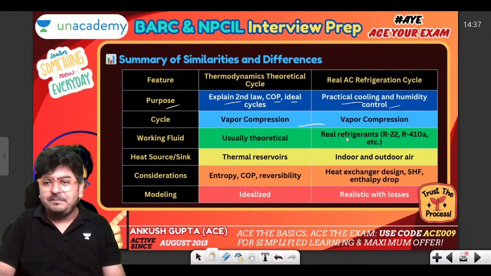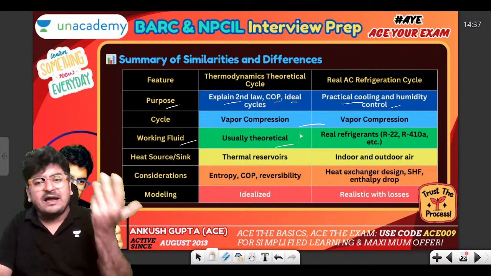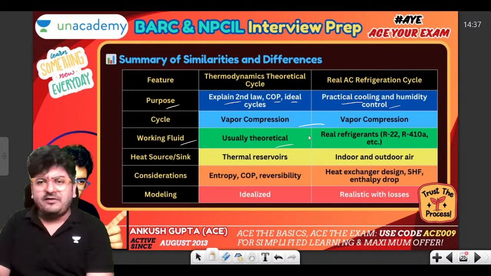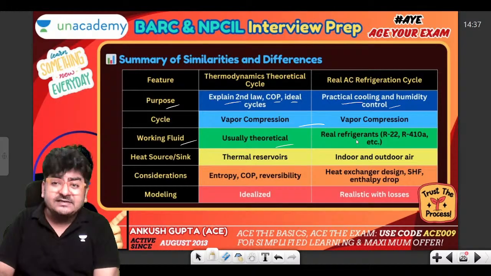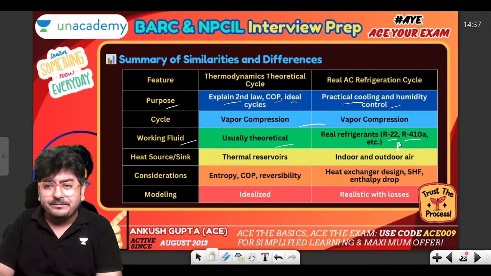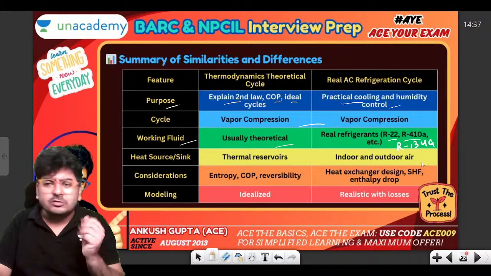The cycle is the same, vapor compression is taking place. The working fluid here is the theoretical fluid. It is the ideal fluid, we say, ideal refrigerant. But in general, in real refrigerators and ACs, the fluids used are R22, R410A, R134A, etc. You know all those things.